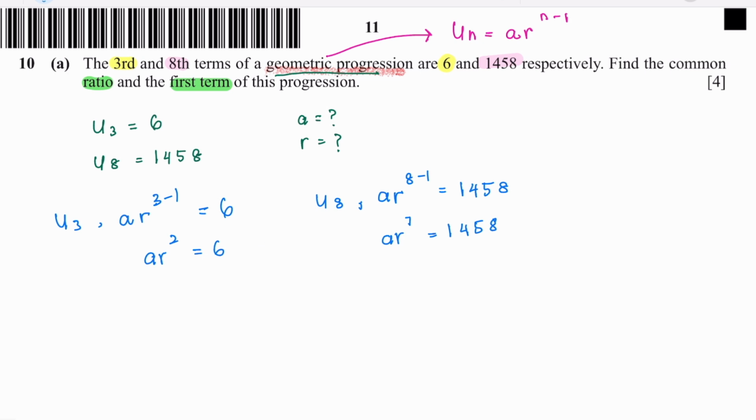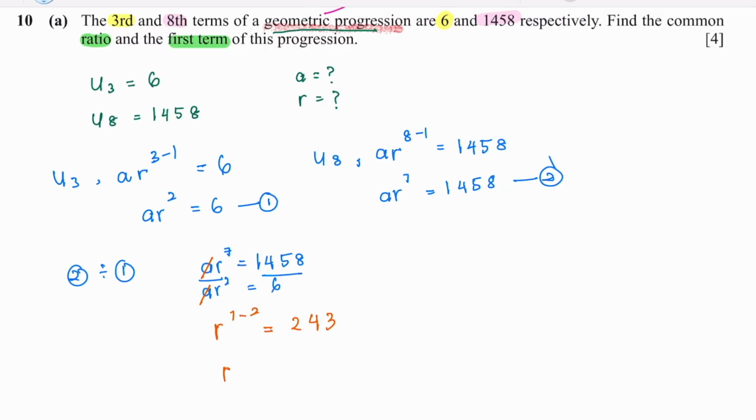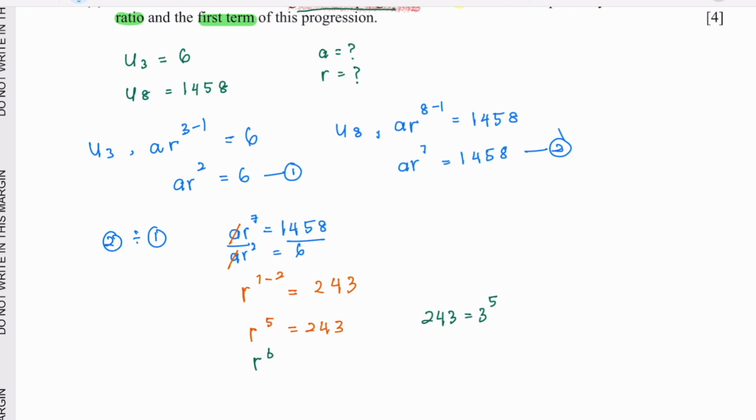Now we have two equations, equation number 1 and equation number 2. Since we have two unknowns, if we divide these, we will cancel out A. So let's divide equation 2 by 1. A will be eliminated. R to the power 7 minus 2. 1458 divided by 6 is 243. R power 5 equals 243. We know that 243 can also be written as 3 power 5. R power 5 is equal to 3 power 5. Then our R is 3.